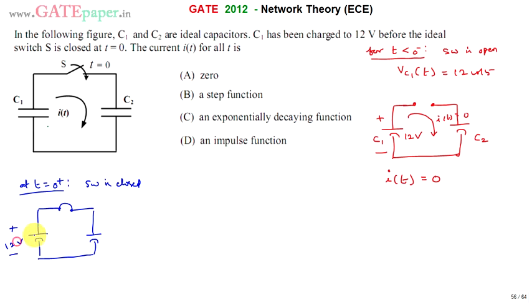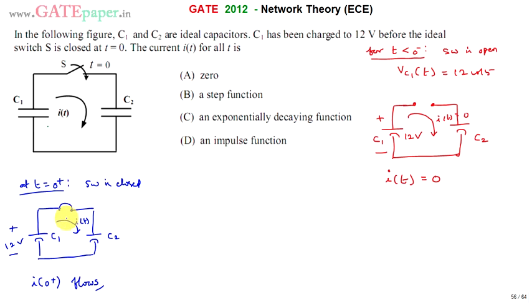The circuit looks like this: a 12 volt source, C1 and C2. We are interested in the current flowing through C2, that is the i(t) waveform. So i at 0 plus flows because it makes a short circuit, a closed loop. How much current flows?